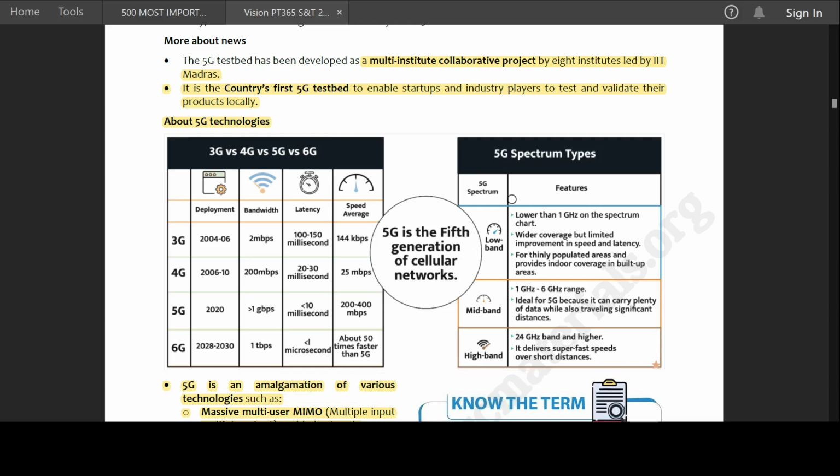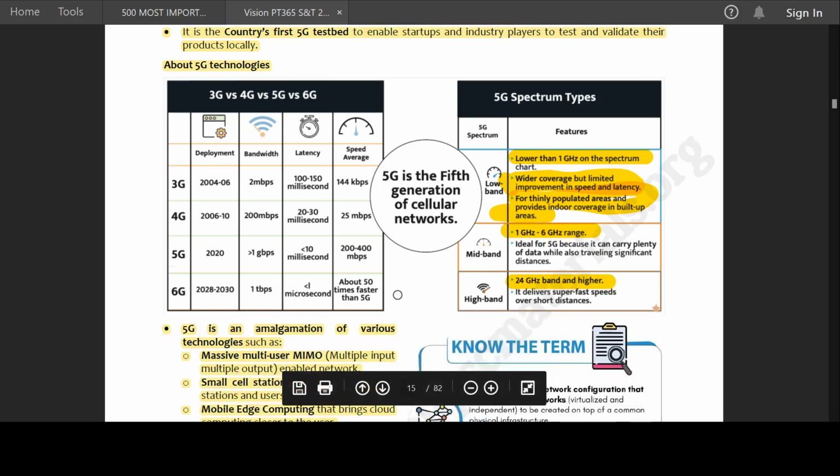Okay, 5G spectrum. Let's see the features. Low band, lower than 1 gigahertz on the spectrum chart: wider coverage but limited improvement in speed and latency for thinly populated areas, and provides indoor coverage in built areas. Mid band, 1 gigahertz to 6 gigahertz range. High band, 24 gigahertz and higher. So these are the features of 5G.